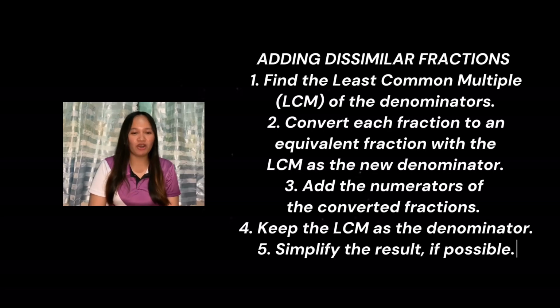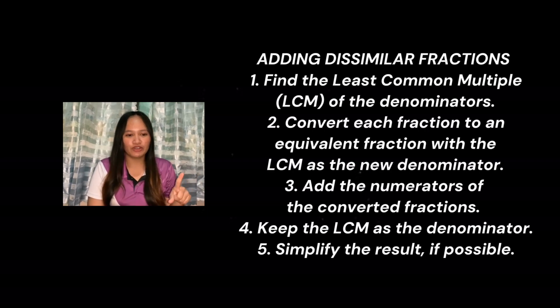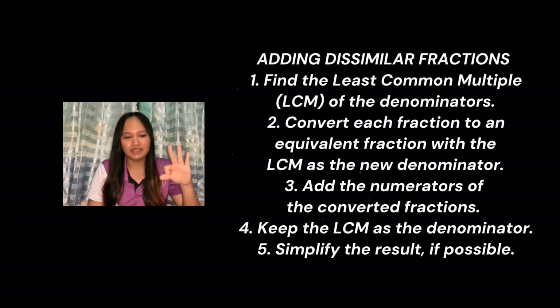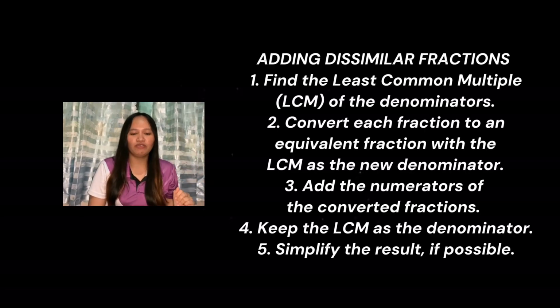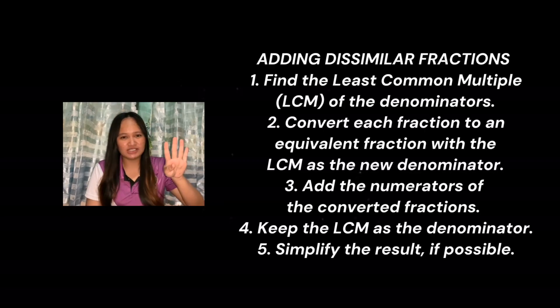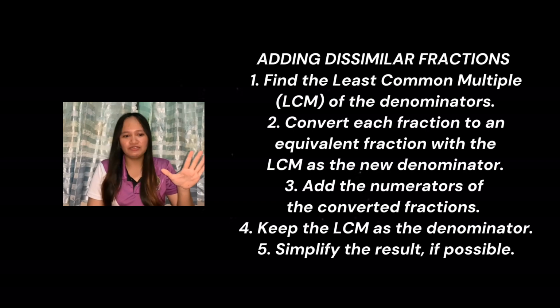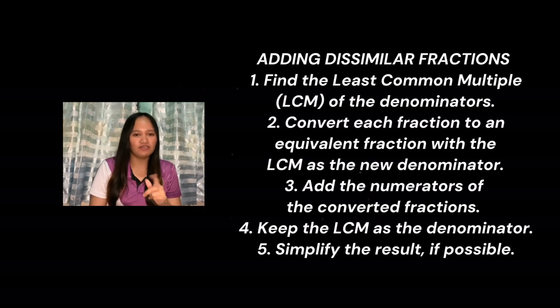We're done discussing adding similar fractions. Now, let's proceed with adding dissimilar fractions. First step is find the least common multiple or LCM of the denominators. Second is convert each fraction to an equivalent fraction with the LCM as the new denominator. Third step is add the numerators of the converted fractions. The fourth step is keep the LCM as the denominator. The last and fifth step is simplify the result if possible.